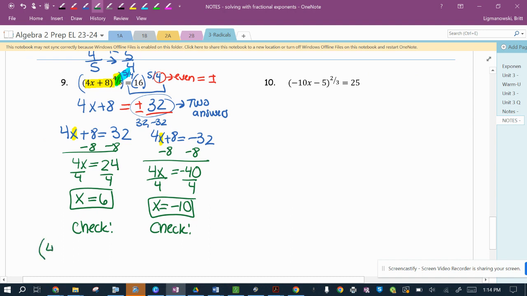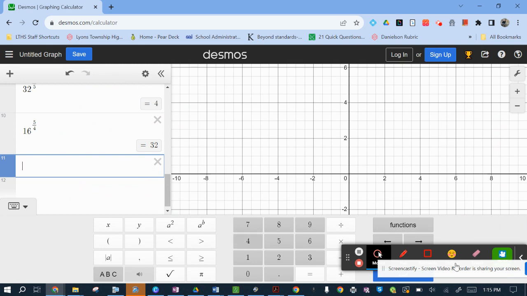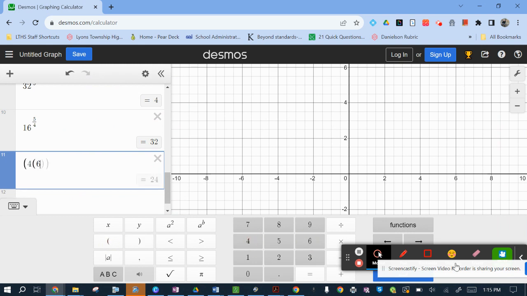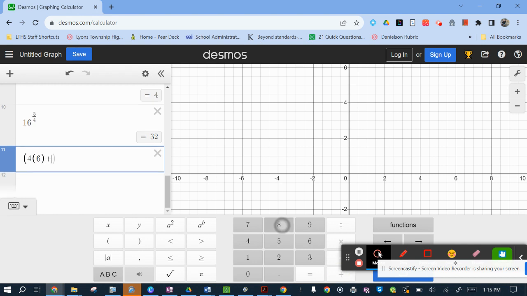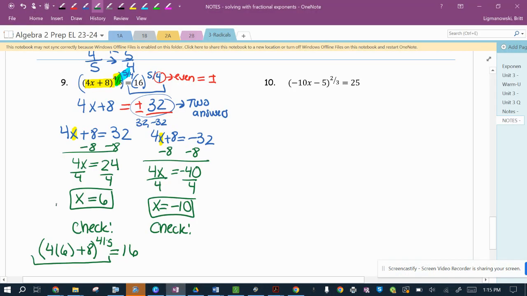So if I have 4 multiplica 6 más 8, so 4 times 6 plus 8 to the 4/5 power, I'm hoping it should equal 16. So I'm going to plug this whole side into the calculator: parentheses 4, parentheses 6 plus 8, parentheses to the 4 divided by 5 power, and it equals 16. Yay! Okay, so this is good.